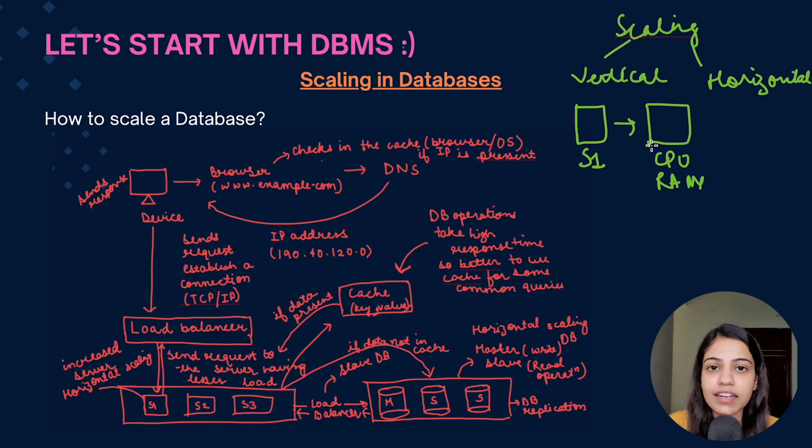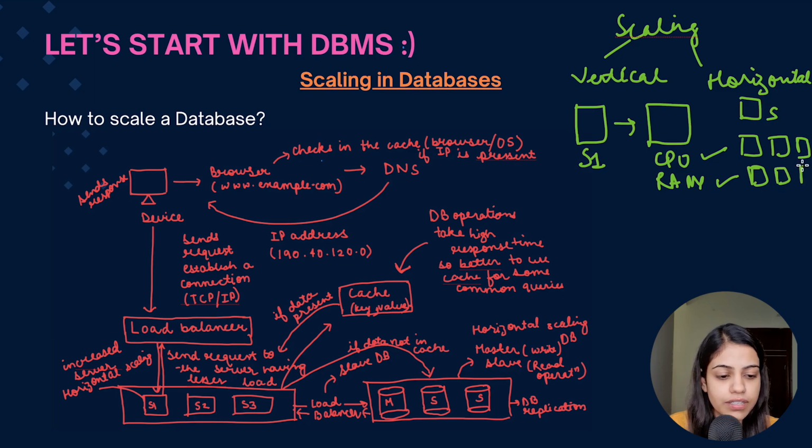But there is an extent to which we can increase the number of CPUs or RAM in our system. That is why vertical scaling is mostly used in small businesses or where the traffic is not very high. Coming to horizontal scaling, if there was one server earlier, in horizontal scaling we make more servers. So there are more servers or instances which are made.